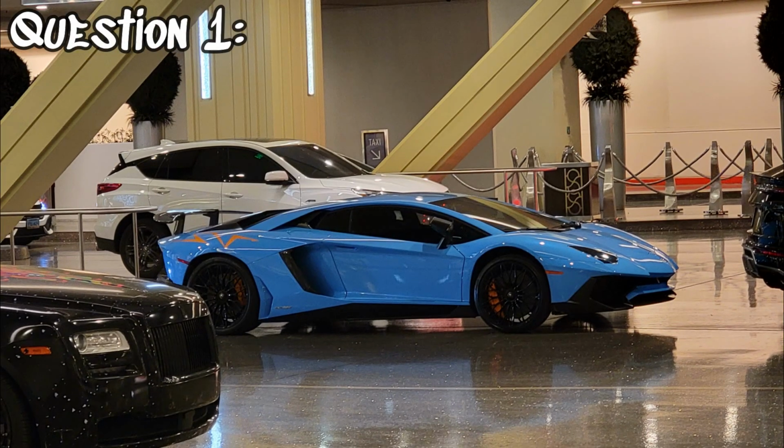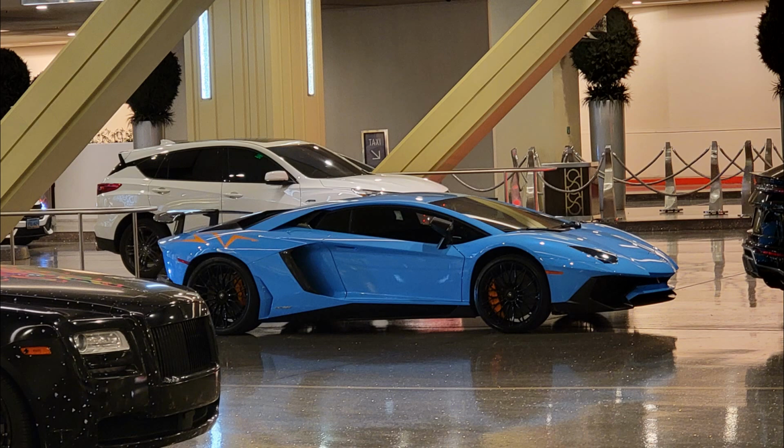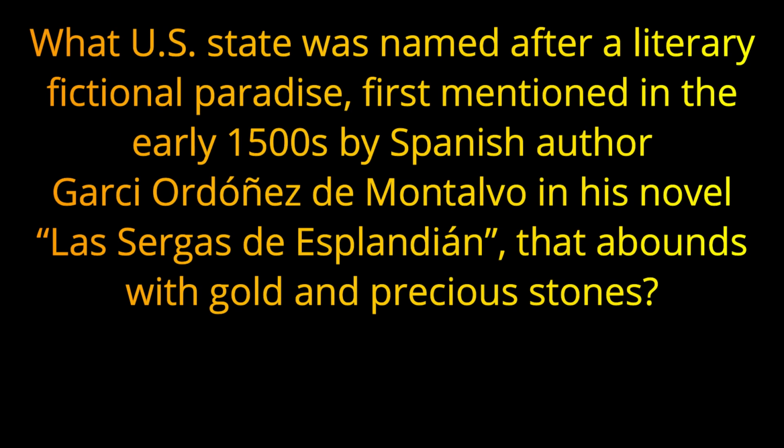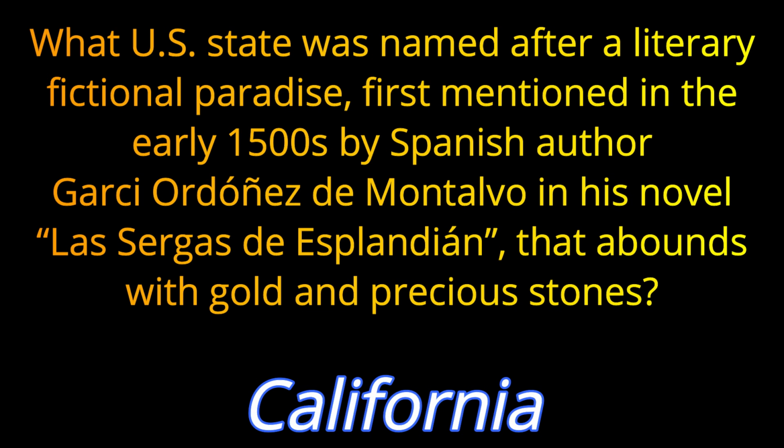Question 1. What U.S. state was named after a literary fictional paradise, first mentioned in the early 1500s by Spanish author Garcia Ordóñez de Montalvo in his novel Las Sergas de Esplandián, that abounds with gold and precious stones? The answer is California.